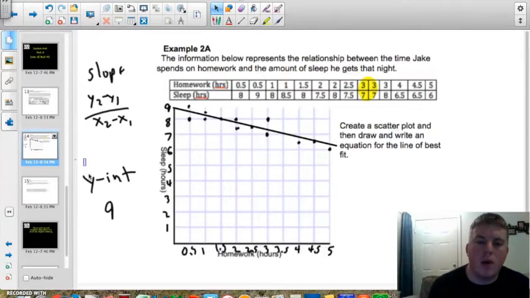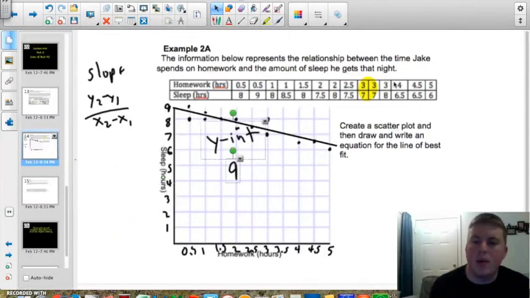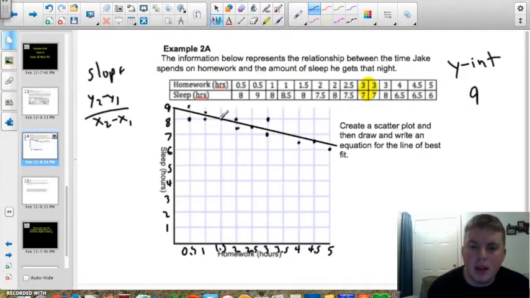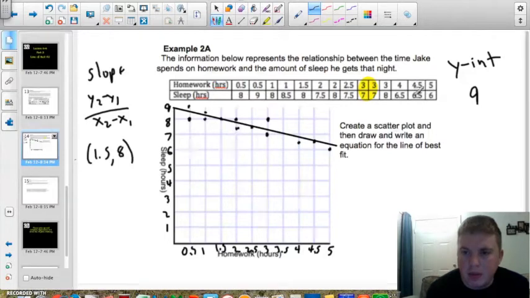I'm just going to move our y-intercept out of the way for now. That way we have plenty of room to work on our slope. Alright, so if I look through this, it looks like my point 1.5 and 8 is going to be one ordered pair that is on this line. And it looks like 4.5 and 6.5, this one right here, is going to be our other ordered pair.